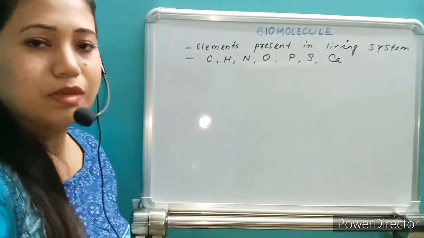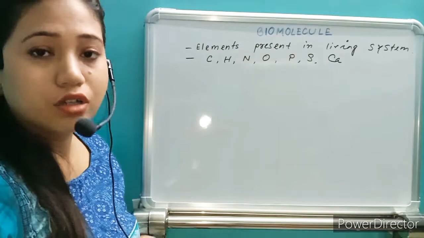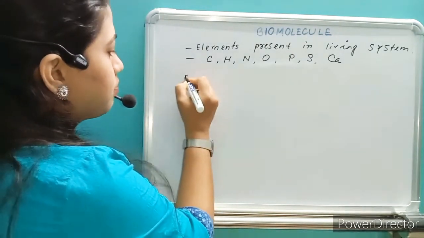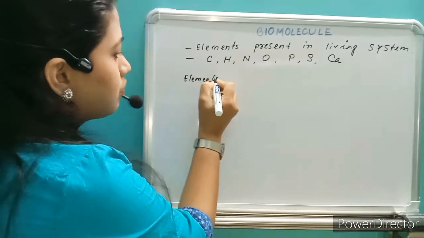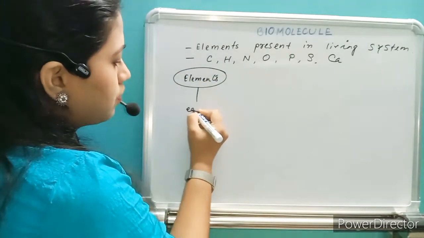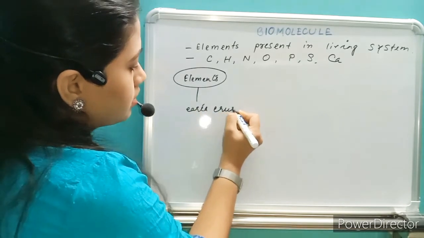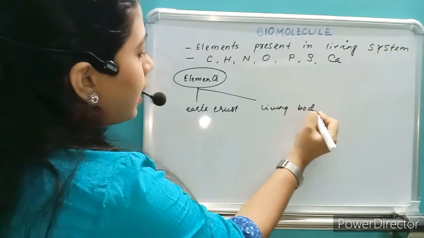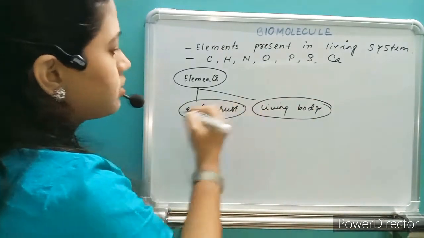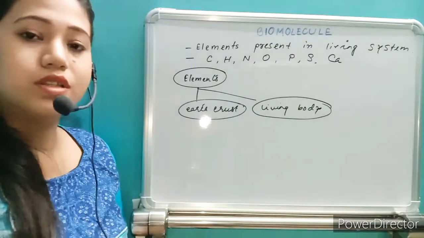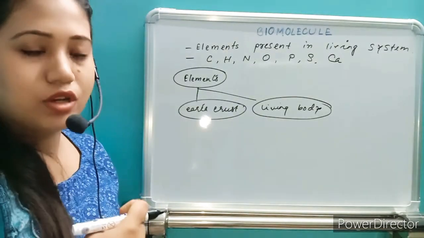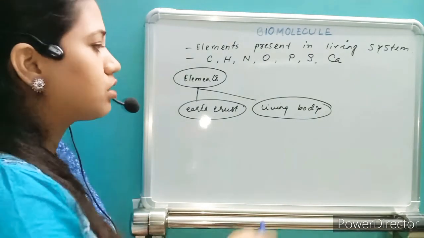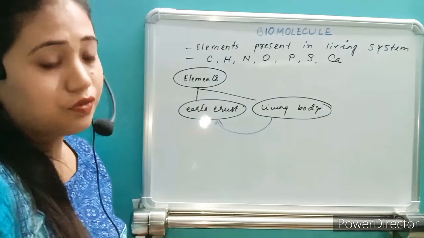These elements are found in the earth crust also, isn't that so? Suppose these are the elements found in the earth crust. The same type of elements are found in the earth crust as well as in the living body. What's the reason? Actually, we get the energy from the earth crust itself. How can we get the energy from the earth crust?